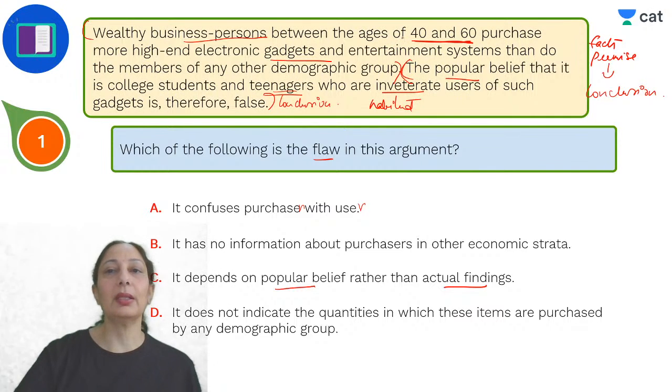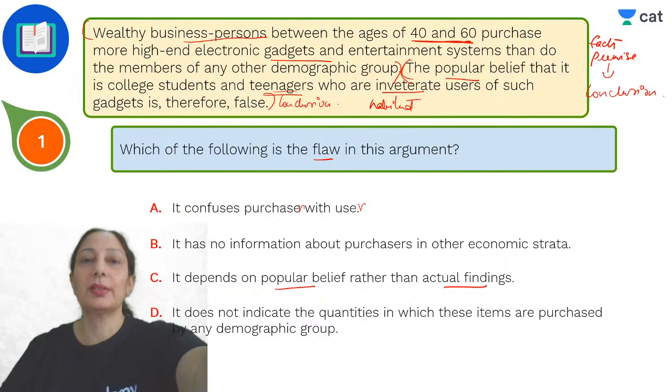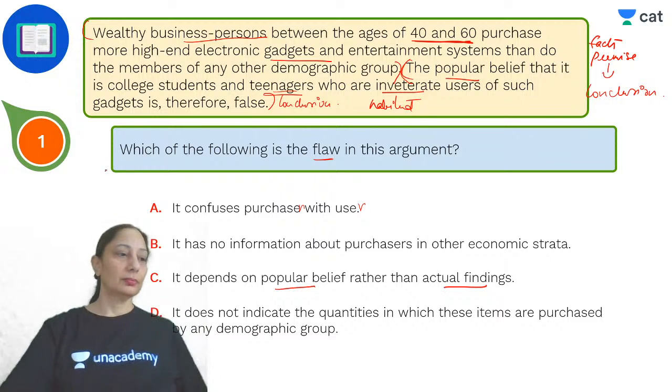People who are buying it are definitely in the age group of 40 to 60, but the people who are using it are the teenagers. So the parents are buying it and the teenagers are using it. Get it, guys? Yes.